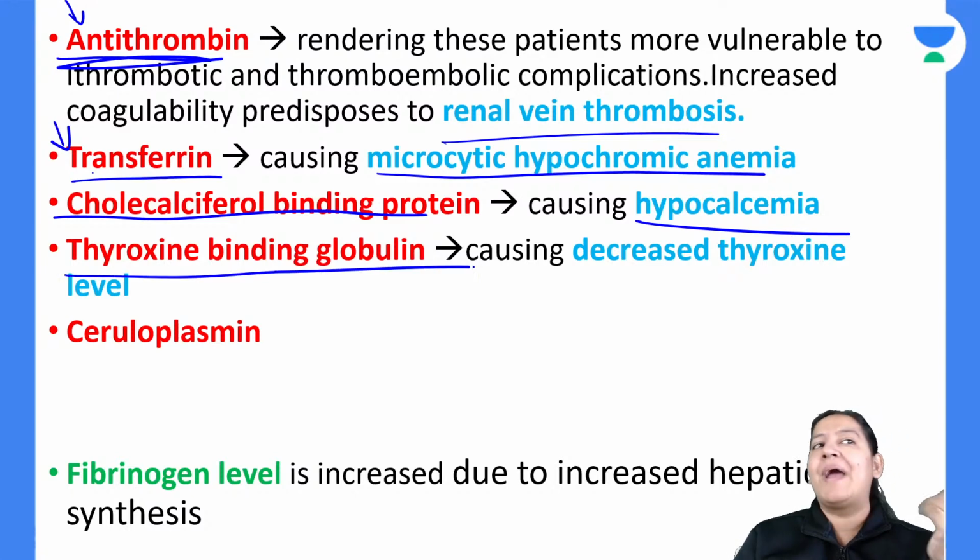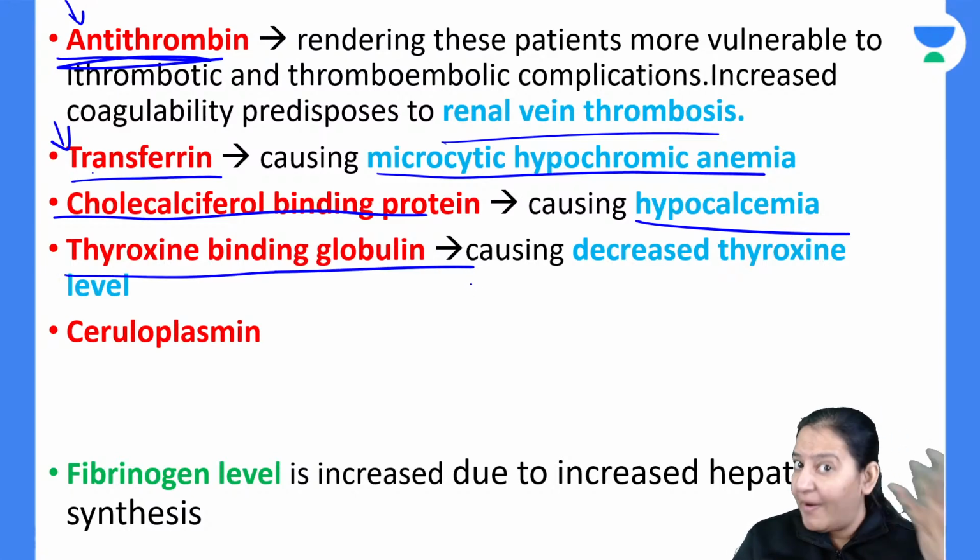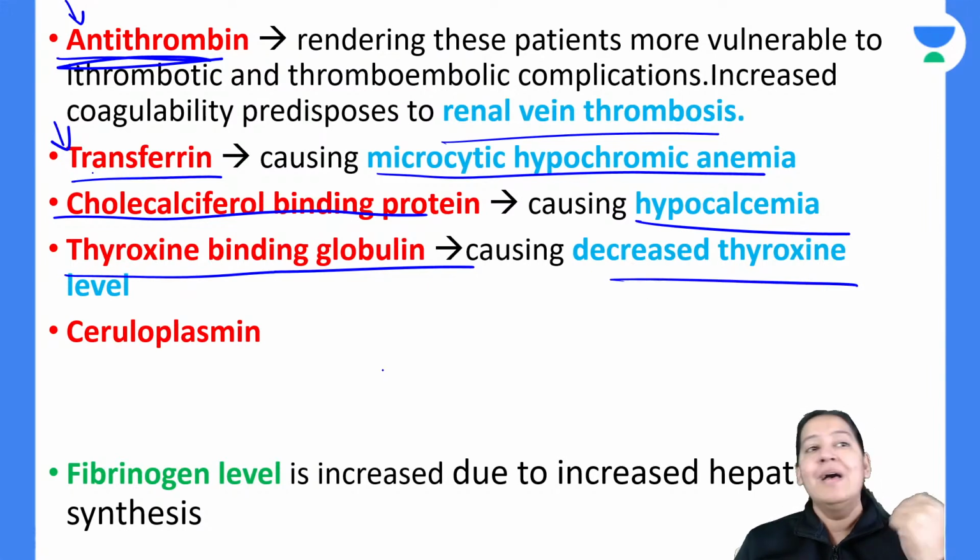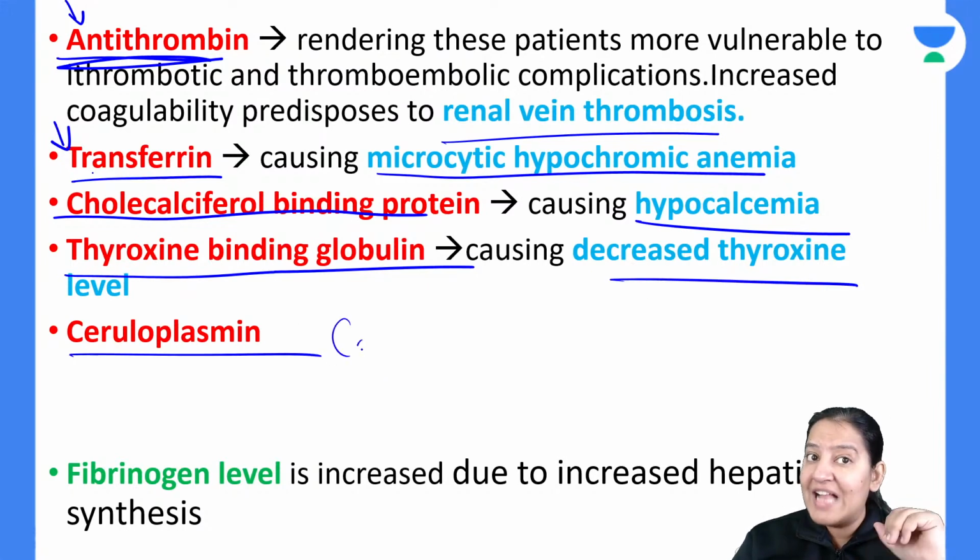Next is thyroxine binding protein. It is required for transport of thyroid hormone. So the patient will have hypothyroidism. The next is ceruloplasmin. It is required for copper. So the patient will have less copper.